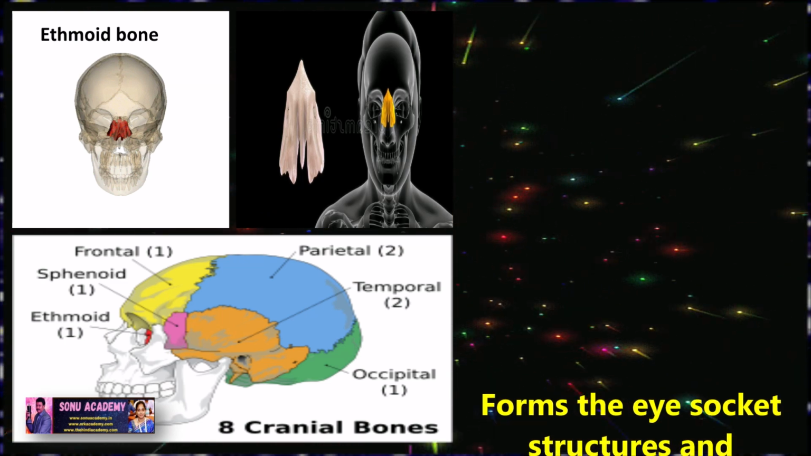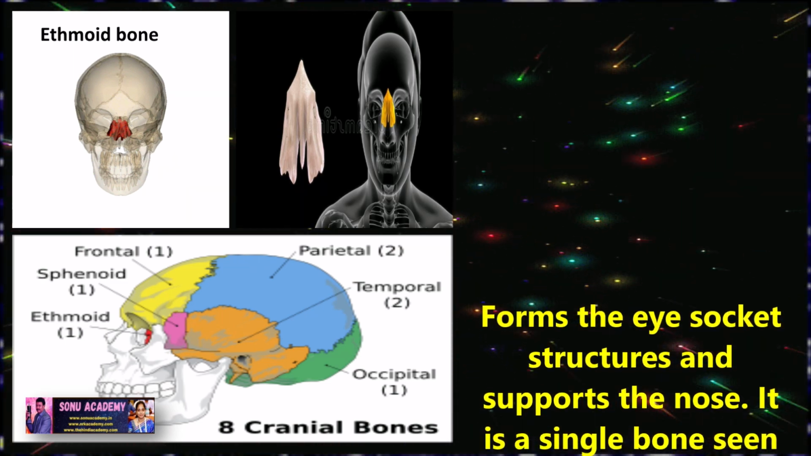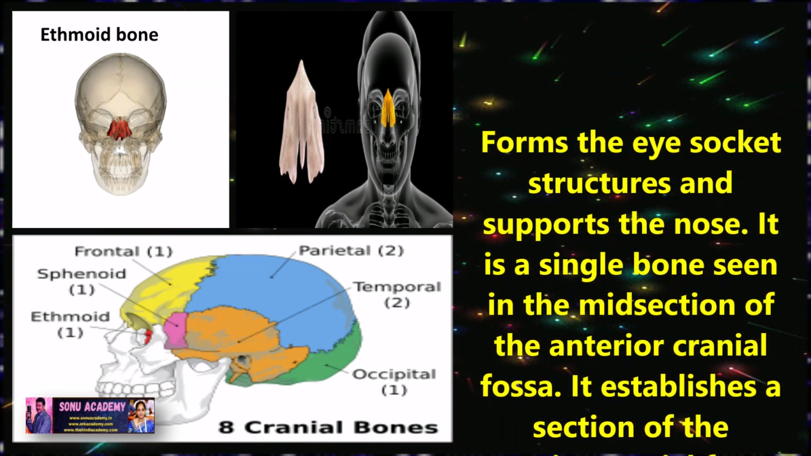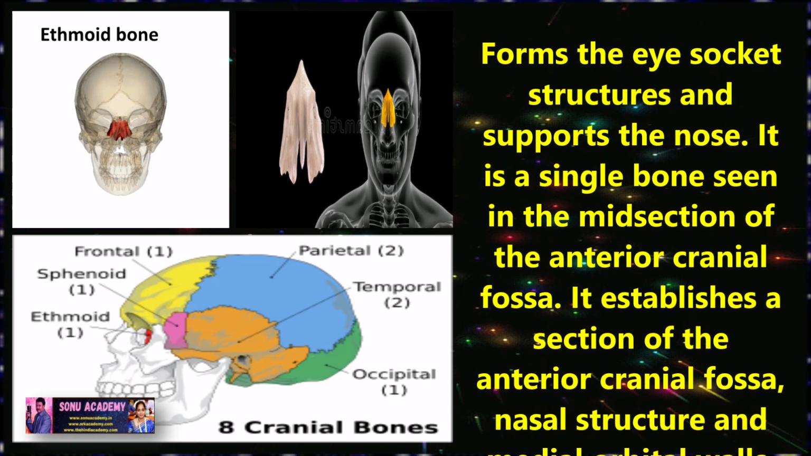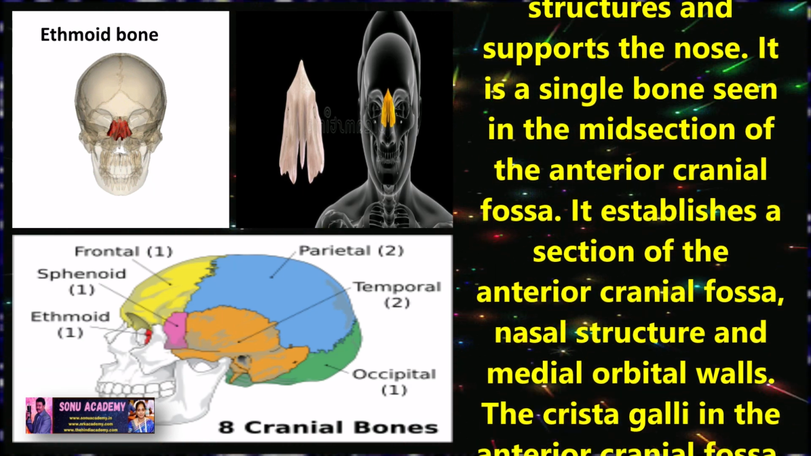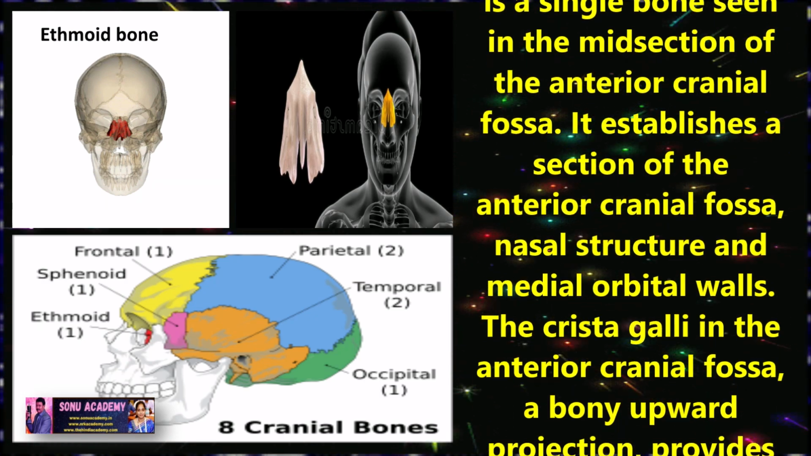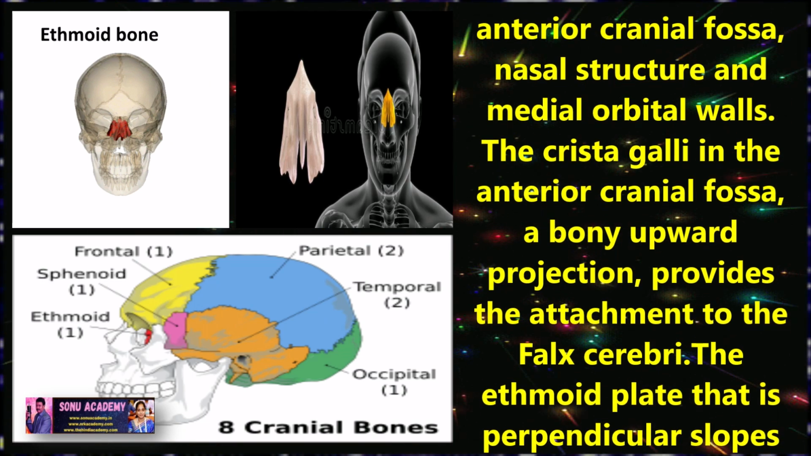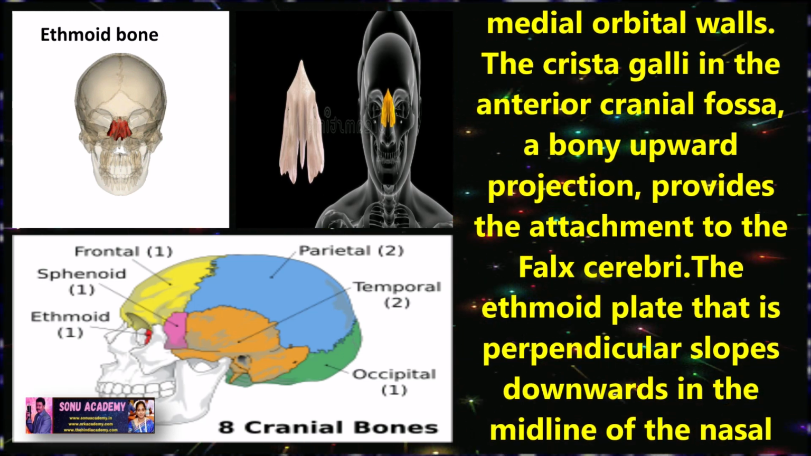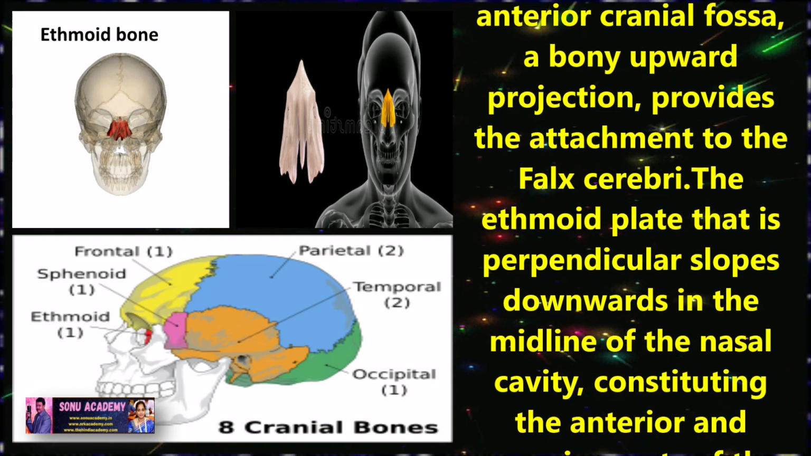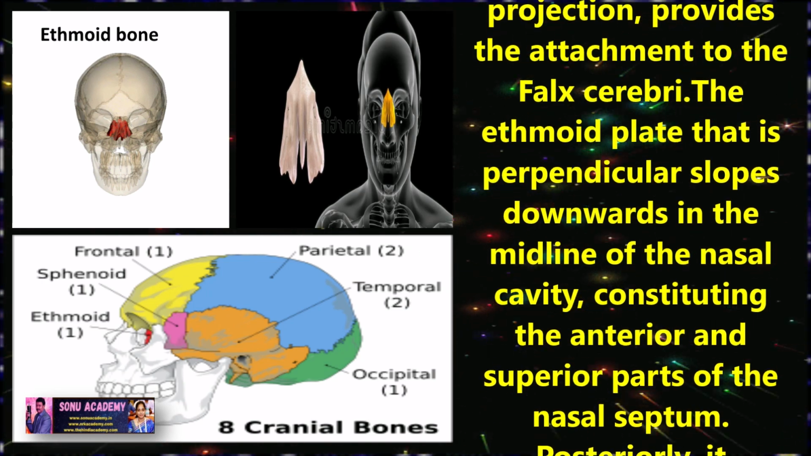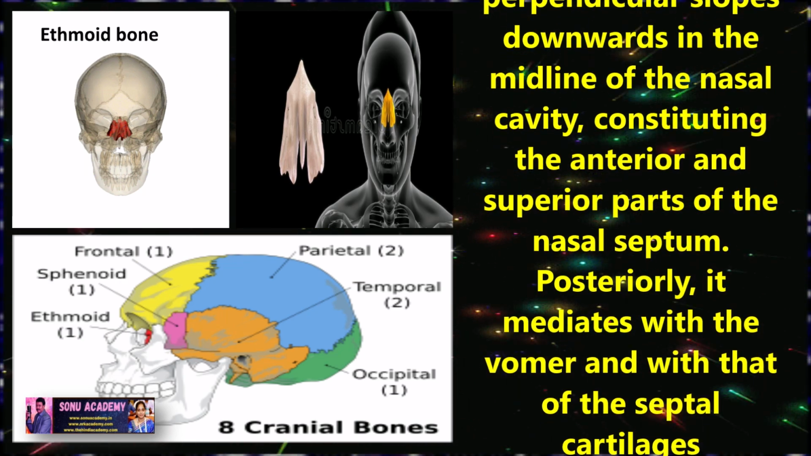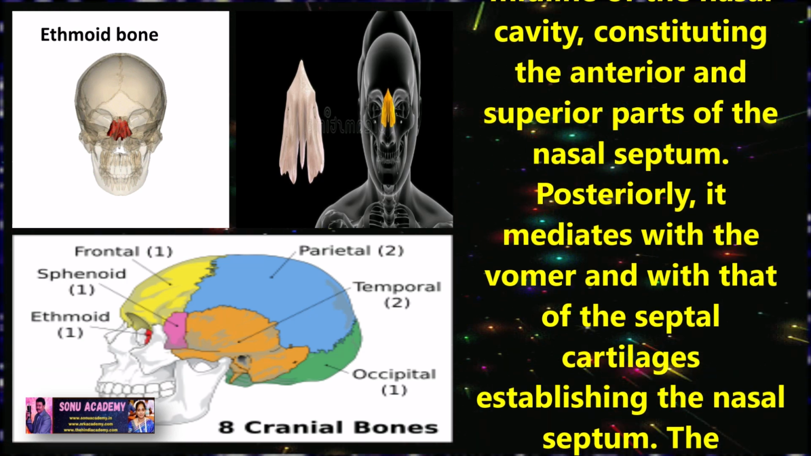Children, let us discuss the ethmoid bone. The ethmoid bone forms the eye socket structure and protects the nose. It is a single bone seen in the midsection of the anterior cranial fossa. It establishes a section of the anterior cranial fossa, nasal structure, and medial orbit walls. The crista galli in the anterior cranial fossa is a bony upward projection that provides the attachment to the falx cerebri. The perpendicular plate of the ethmoid slopes downwards in the midline of the nasal cavity, constituting the anterior and superior part of the nasal septum.